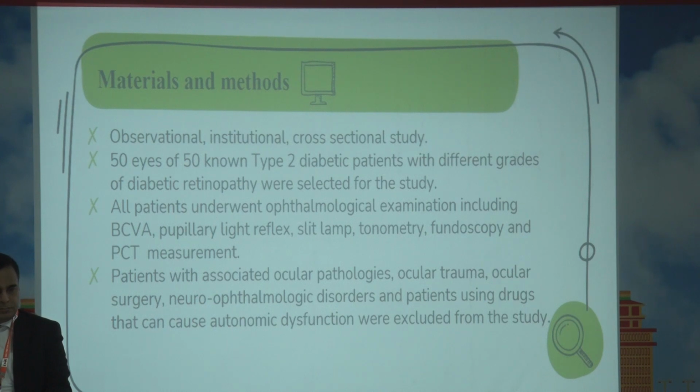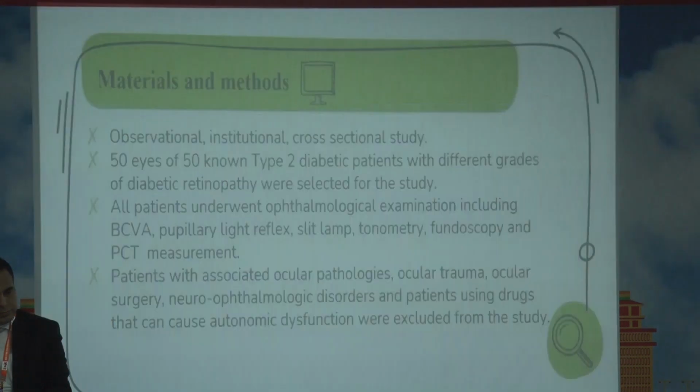It's an observational institutional cross-sectional study. 50 eyes of 50 known type 2 diabetic patients with different grades of diabetic retinopathy were selected for the study. All patients underwent ophthalmological examination including BCVA, pupillary light reflex, slit lamp, tonometry, fundoscopy, and PCT measurement. Patients with associated ocular pathologies, ocular trauma, ocular surgery, neuro-ophthalmologic disorders, and patients using drugs that can cause autonomic dysfunction were excluded from the study.